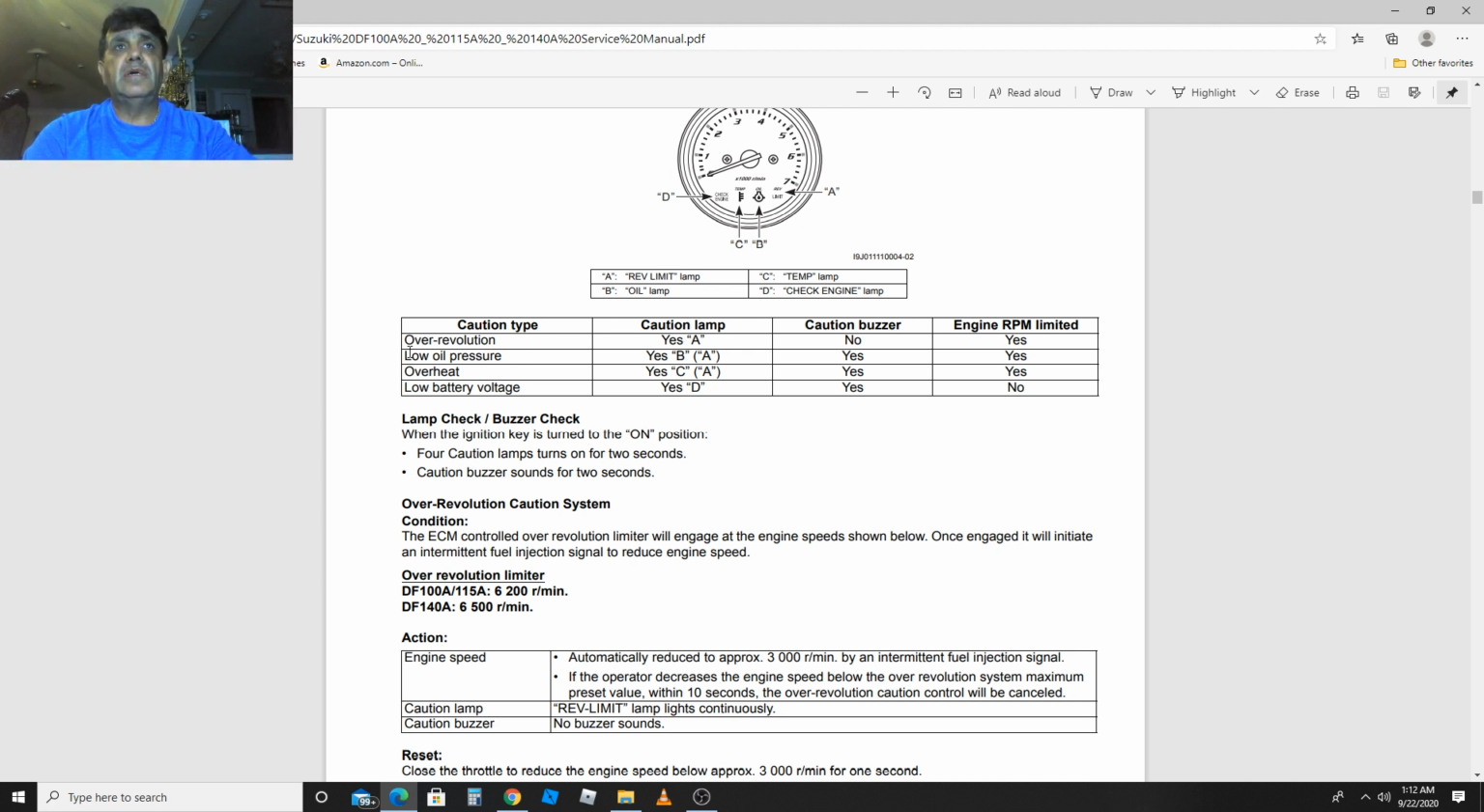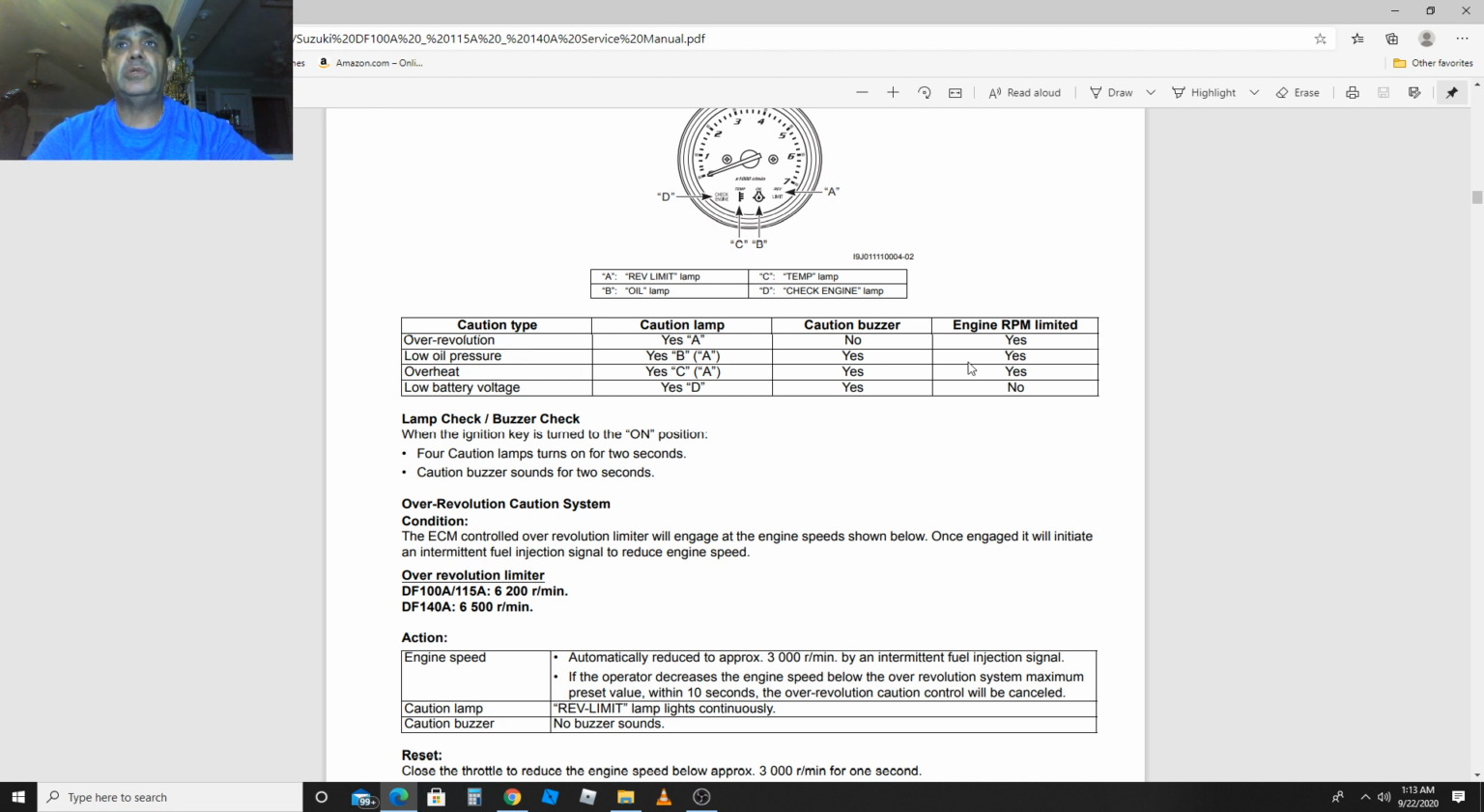Now here it says that if you have an over revolution, caution lamp A, which is this one right here, will kick in. Buzzer, no, and a limited RPM right here, yes. So if you rev it up too much, you got the engine out of the water and you're revving it up, your limiter will kick in, or if it's barely in the water, barely in contact. Low oil pressure kicks in the limiter. Basically, the ones you care about are the ones that get you in big trouble when the RPM drops to 3,000 RPM.